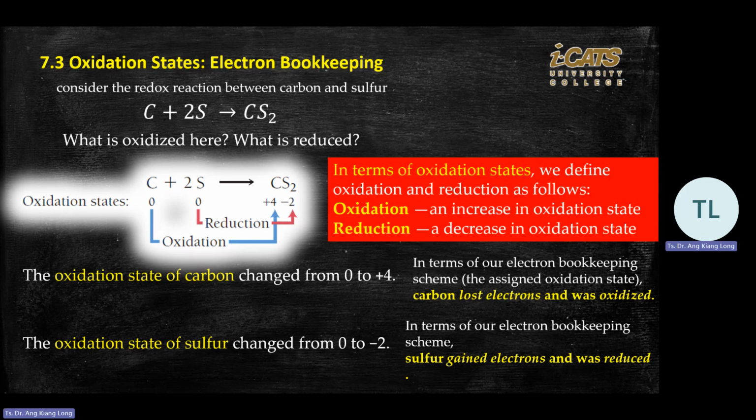So this is your revision note. Third definition of oxidation and reduction. If you see there is an increase in the oxidation state number, it means oxidation happens. Understand? If you see a decrease of oxidation state number, reduction happens.